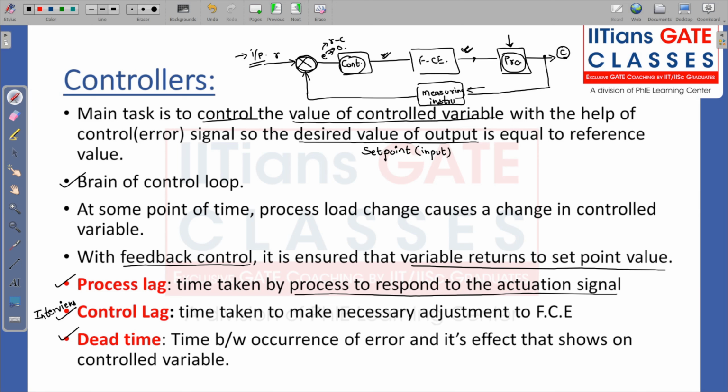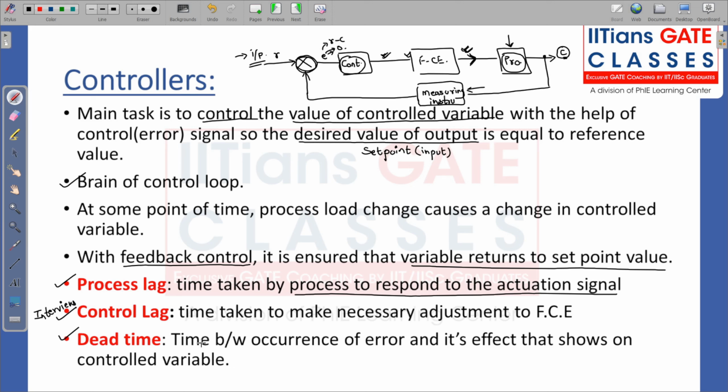So the time taken from this point to this point, and after that even the final control element has to make some decision. So that time from this point to this point, it is called as what? It is called your control lag. It is the time taken to make necessary adjustment to the final control element. Okay. So from this point to this point, whatever is the time, it is called as control lag.